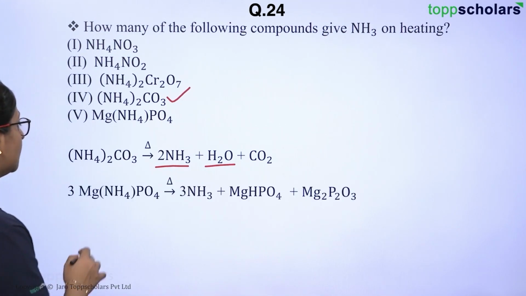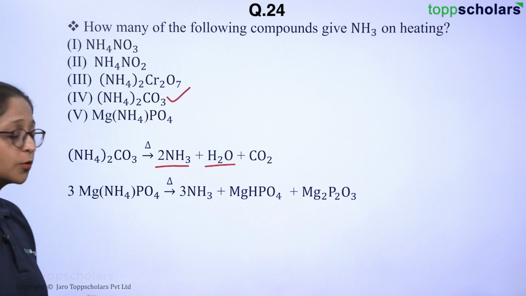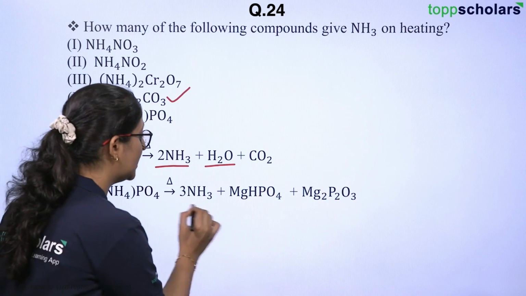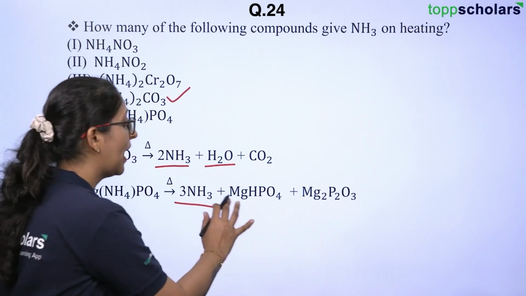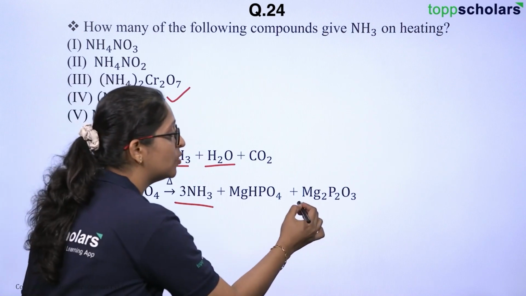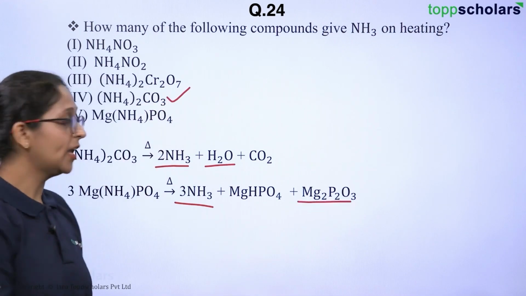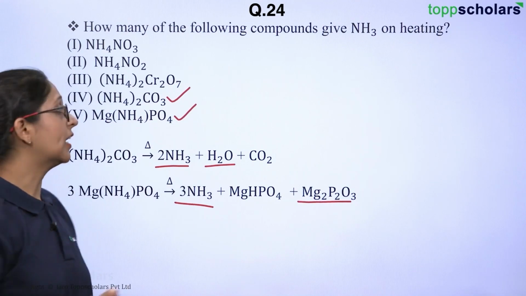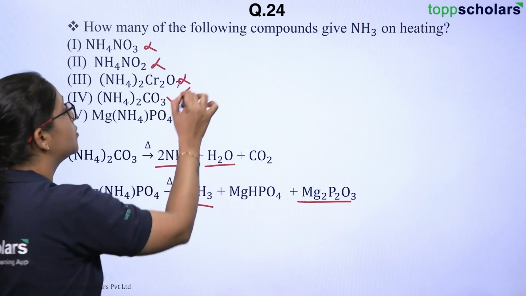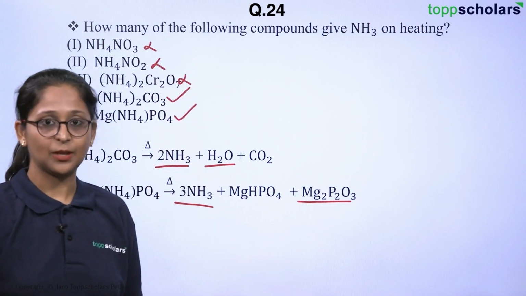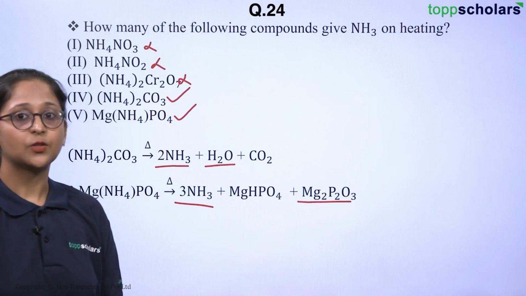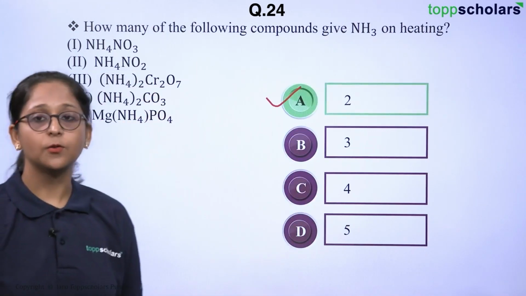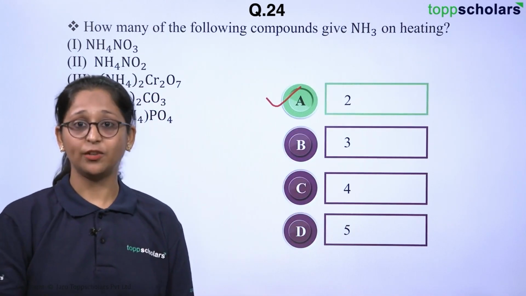And for the final one that we have, MgNH4PO4, we are going to take 3 molecules of the compound. On heating, again we can see that it releases 3 ammonia molecules along with MgHPO4 plus Mg2P2O7. So for the last 2 compounds, we can see that on heating they produce ammonia gas, whereas the first 3 compounds do not give us ammonia at all on heating. So out of 5 we have 2 compounds. So here the correct answer comes out to be option A, that is 2 compounds which are going to release ammonia or NH3 on heating.